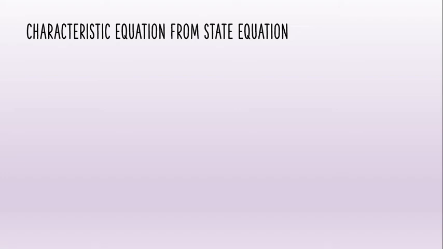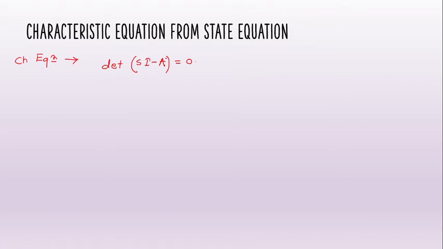Hello everyone. Today we are going to discuss the characteristic equation from the state equation. Now we know the characteristic equation from a transfer function is 1 plus G(s)H(s) equal to 0. Here the characteristic equation we can write as determinant of sI minus A equal to 0. Okay, so the characteristic equation from the state equation will be determinant of sI minus A.